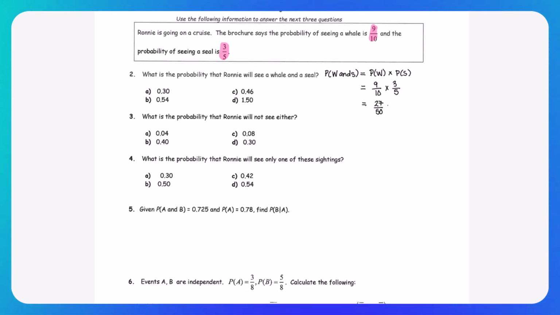And that actually gives us a nice decimal. I'll show you. This one is a 0.54. And that would be B. Now, let's look at the next one here.